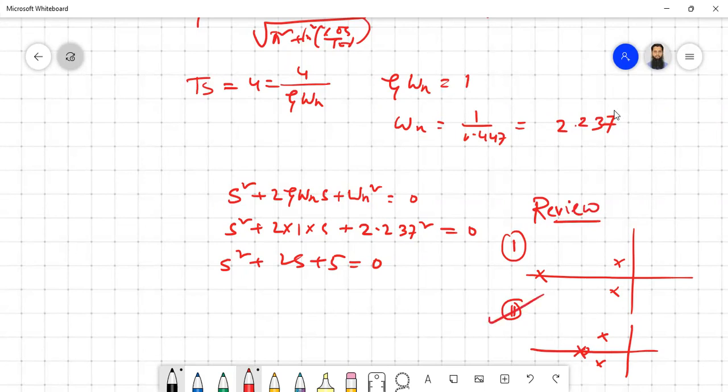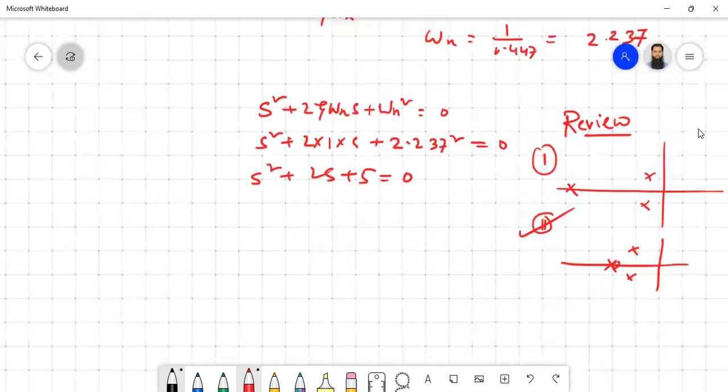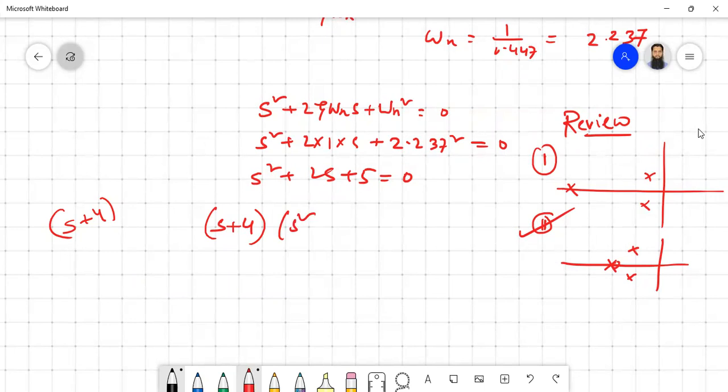In our case, we have a zero that is very close to our dominant second order pole, and the location of the zero is s plus 4. So we take exactly the same location to make it even more precise for the second order approximation. So we are assuming we have our third pole in the same location as our zero, times s square plus 2s plus 5. This will give us our desired characteristic equation using the pole zero cancellation.